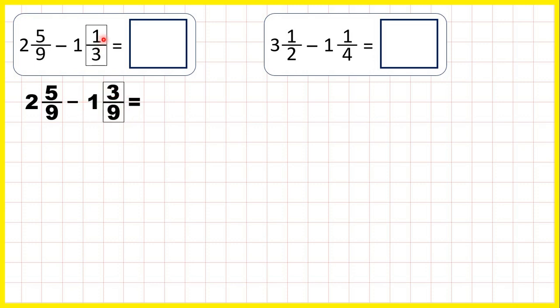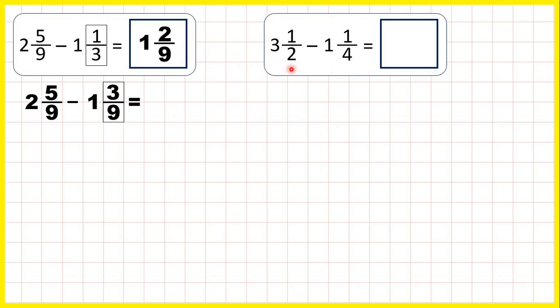3/9 is equivalent to 1/3 because 3 times 3 is 9 and 1 times 3 is 3. So now we can subtract. We subtract our fraction part first, and 5/9 minus 3/9 is 2/9. Then we subtract our whole numbers, and 2 minus 1 is 1, so our answer is 1 and 2/9.